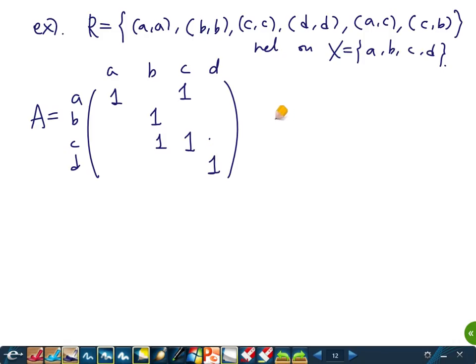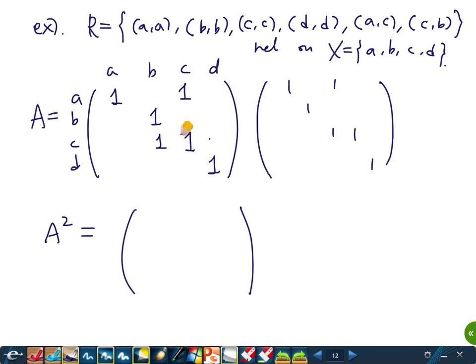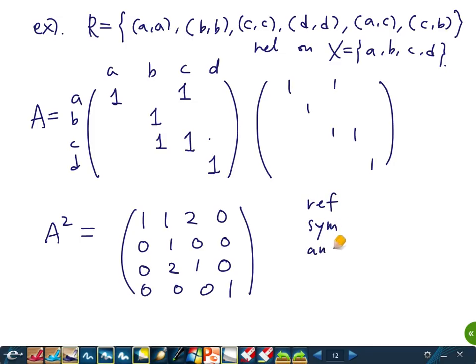Let's compute A squared. So A squared means you just copy the same matrix and then compute the product. So here, this times this. You know how to multiply two matrices, right? I'm going to write down the answer. If you compute the product A squared, then it's going to be like this. Because you know the matrix, you know how to compute this. Now, the question is: is this reflexive? Is this symmetric? Is this antisymmetric? Is this transitive?